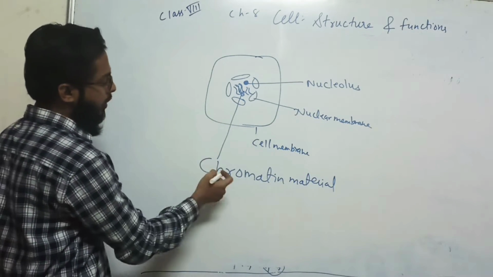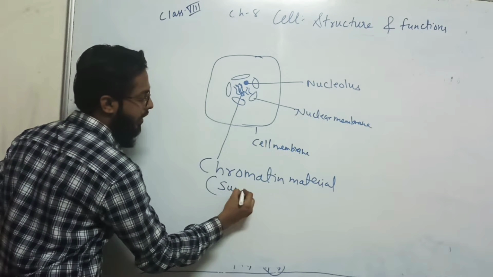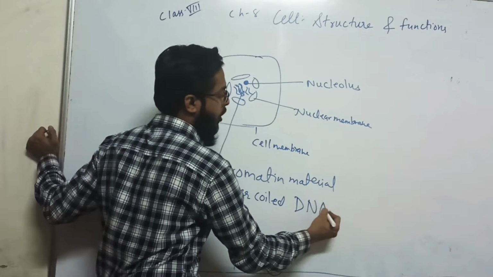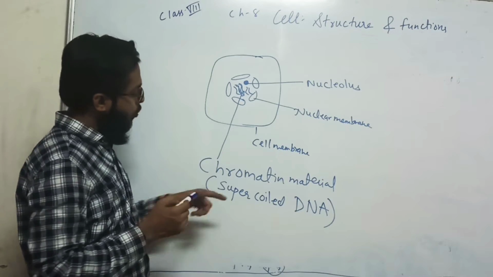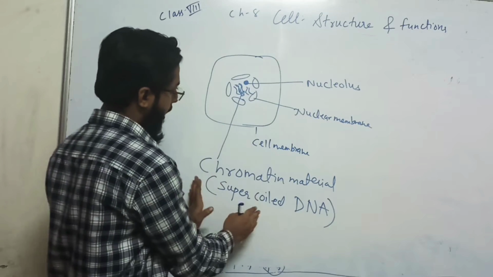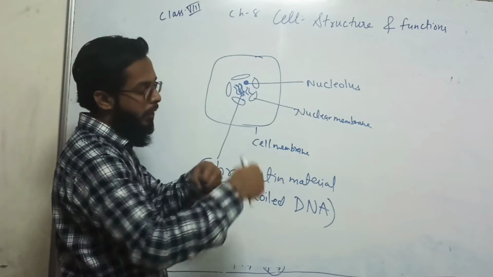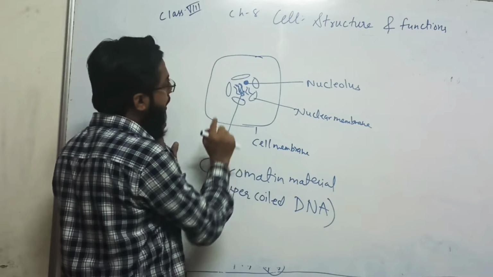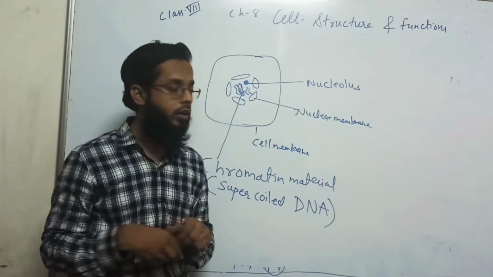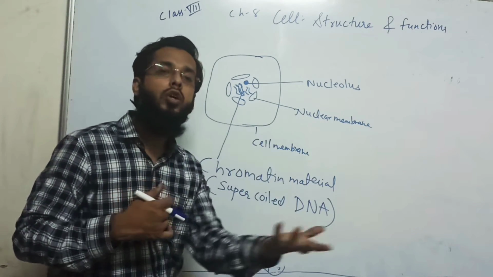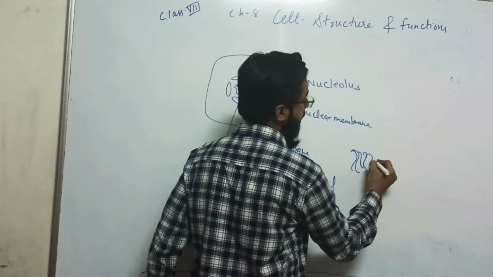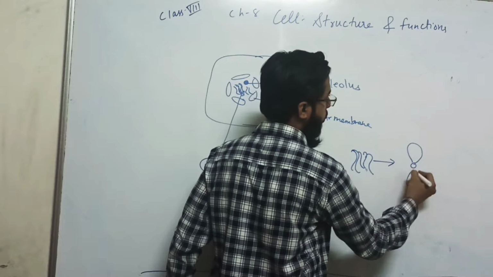Now this is actually what? A supercoiled DNA. Deoxyribonucleic acid is the molecule DNA which is very much coiled over histone molecules, and it is chromatin material. This DNA is so complexly coiled that it doesn't seem like DNA, but it is seen as chromatin material. When one single cell is dividing into two cells, at that time this chromatin material changes into what? Chromosome.